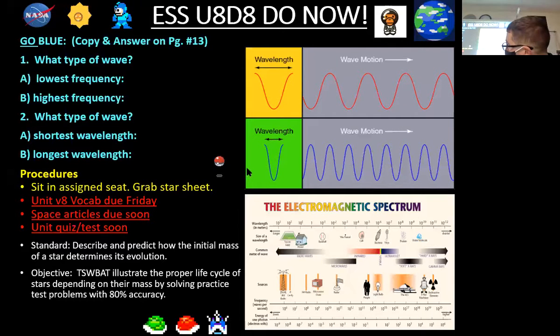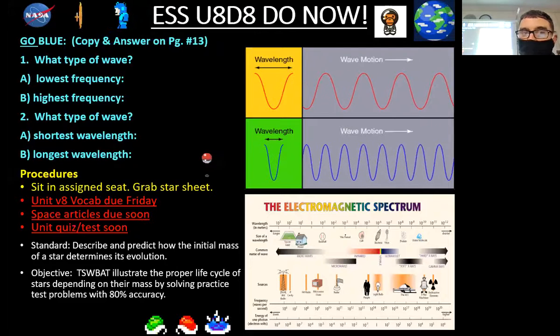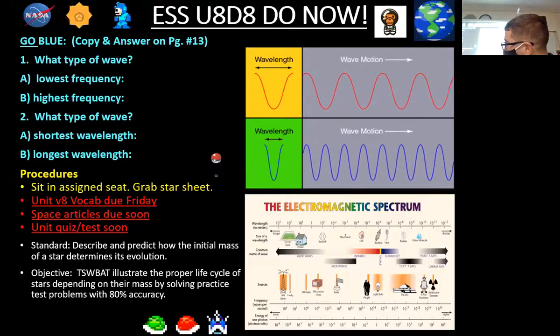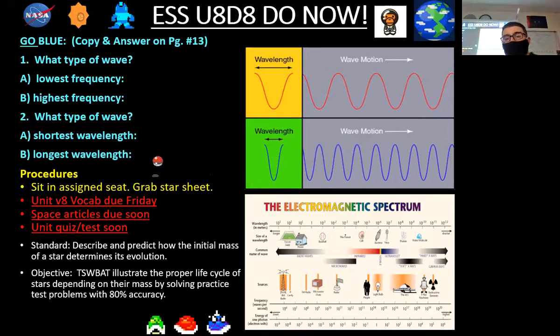Number one, what type of wave has the lowest frequency and the highest frequency? This is based on yesterday's chart. And then what type of wave has the shortest wavelength and the longest wavelength? Let's see here. Angel, did you maybe have answers for those questions?